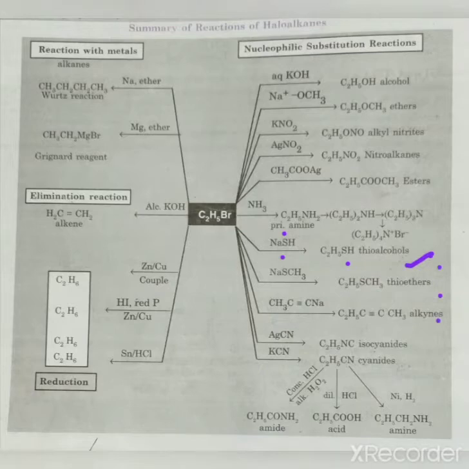Next, when it is treated with AgCN, as I told you, CN is also an ambident nucleophile. So two ways of attack are there, either through C or through N. In the case of AgCN, the product is isocyanide. In the case of KCN, the product is cyanide.